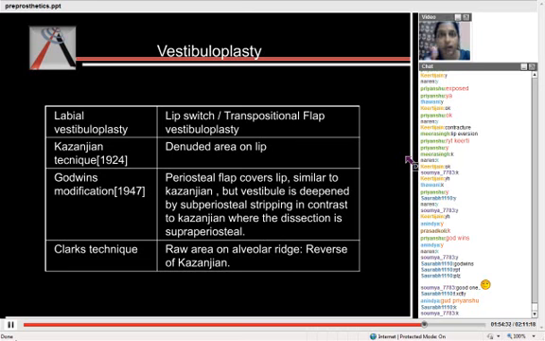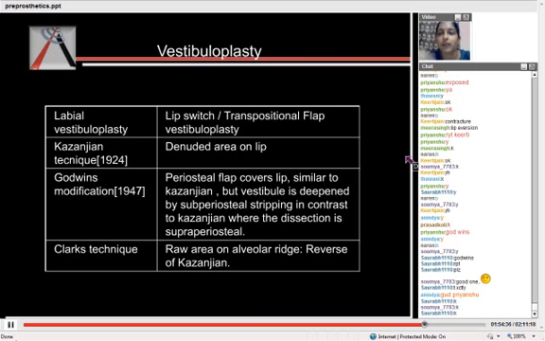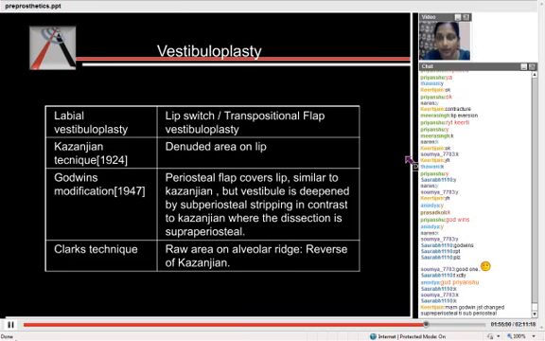Which caused what? Healing had to be done by the lip itself. It had no help. It had to undergo secondary intention healing. That means it had to form granulation tissue, which caused contraction and contracture. So the lip was scarred, and the long-term result was not at all good. Godwin modified it and did the classical lip switch. When you say lip switch, the word itself suggests that you are switching the flaps.